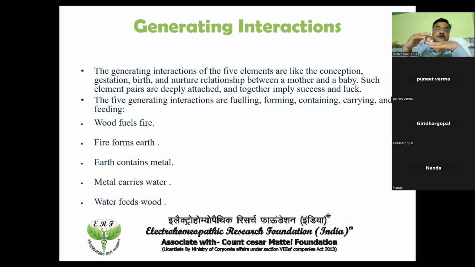So wood fuels fire and makes fire. Wood fuels fire, and fire forms earth, and earth contains metal, and metal carries the water, and water feeds wood.